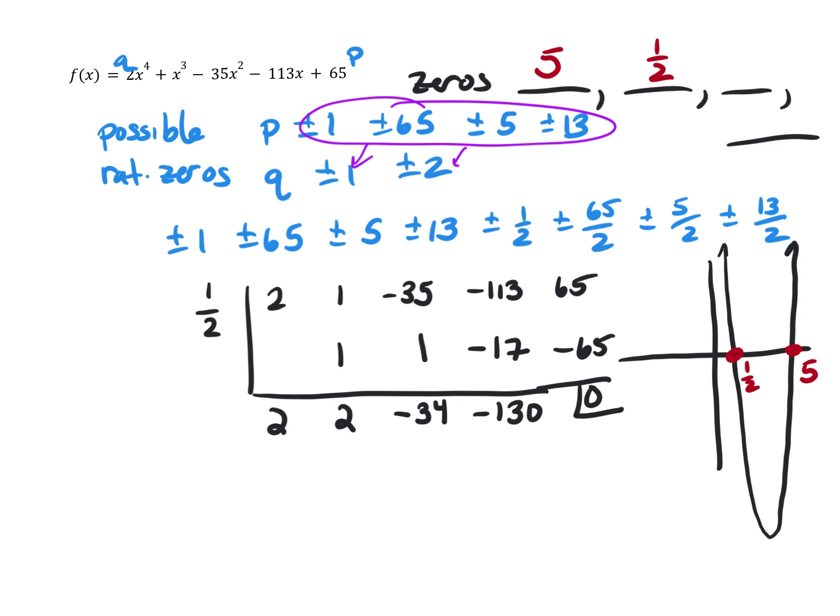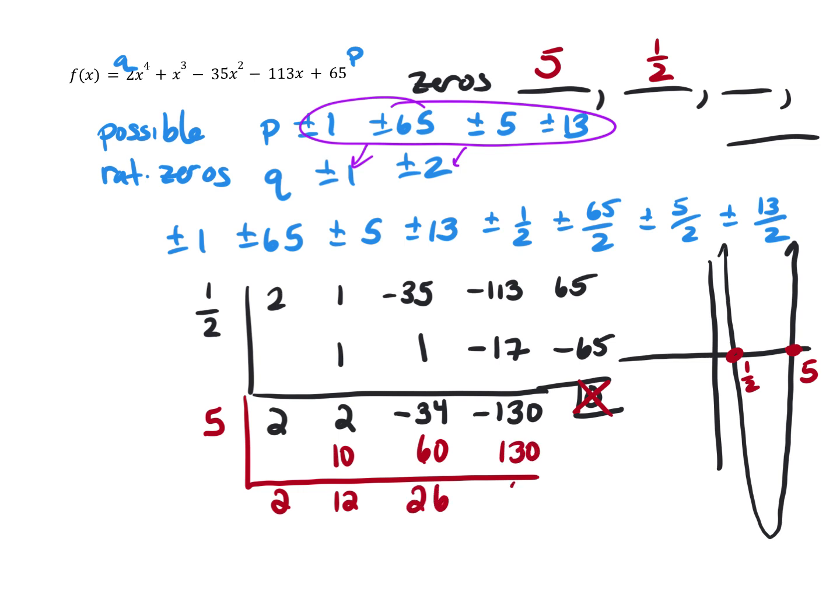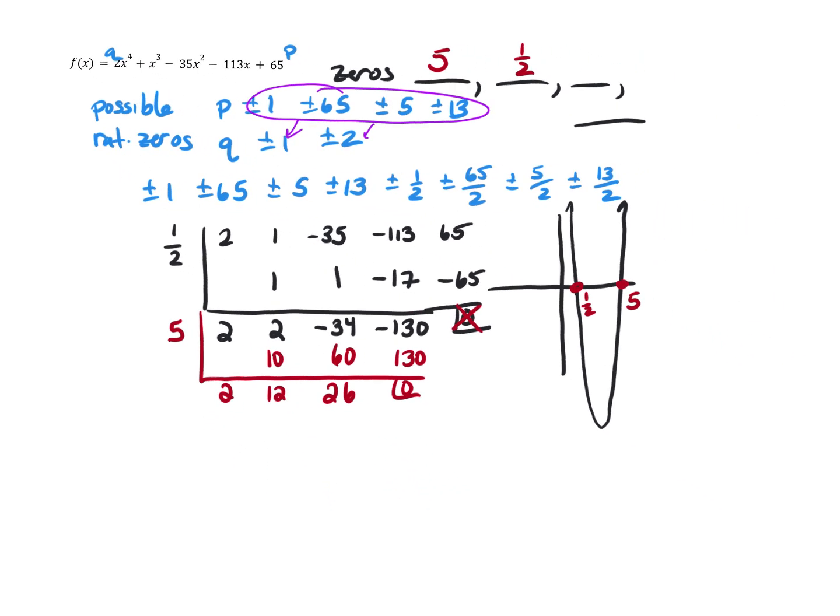Now, you could have started with the 5. Maybe it would have been easier, but this wasn't too bad. I'll ignore the remainder. Now I'll divide out by 5. So 2, 10, 12, 60, 26, and then 130 and 0. Now this one's a little interesting. So this is 2x squared plus 12x plus 26. And I want to figure out when that's equal to 0.